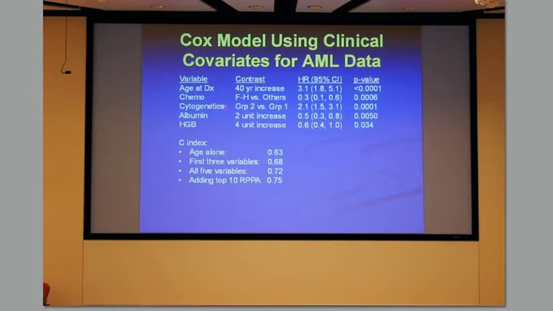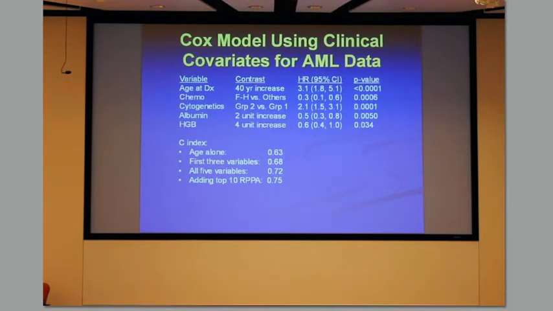Then there's cytogenetics, looking at two groups here. One of the groups has twice the hazard rate of the other group. And albumin, a 2 unit increase, cuts the hazard in half. And hemoglobin, a 4 unit increase, cuts it about in half. So we have this model with these 5 covariates, and we want to say, well, how well does this predict survival? We use the concordance index, which is based on a rank correlation between the predictions and the observed survival times.